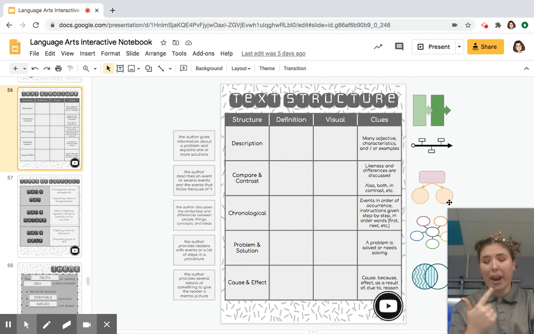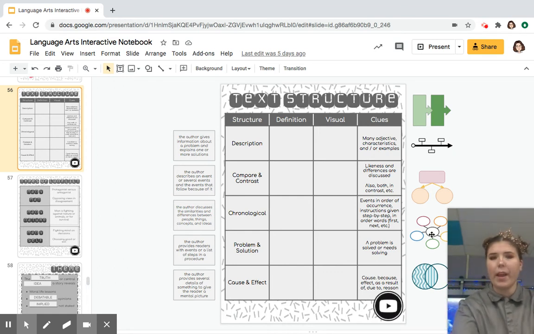description, compare and contrast, chronological. Chronological is also called sequence. So you might see either, or I might say either. Problem solution, and cause and effect. So what you are doing in this slide is I have given you clues when looking for them, and I have given you the title of the structure. We are going to go through and give the definition and place the visual representation of how I would like you to be able to break things apart.